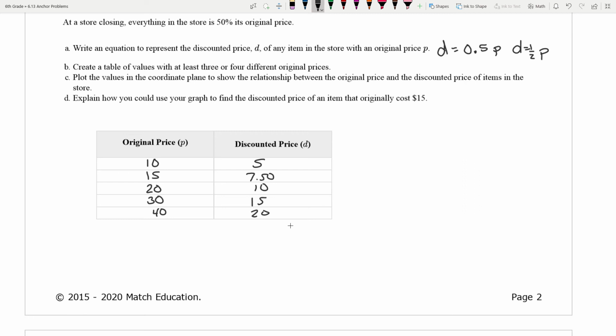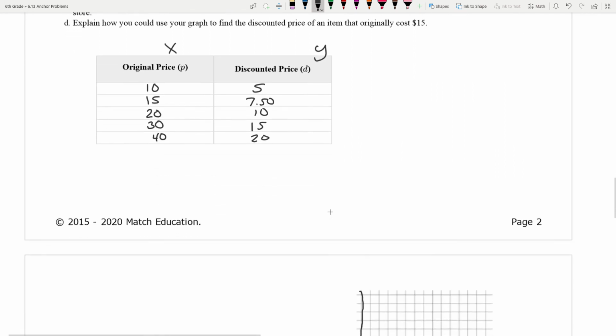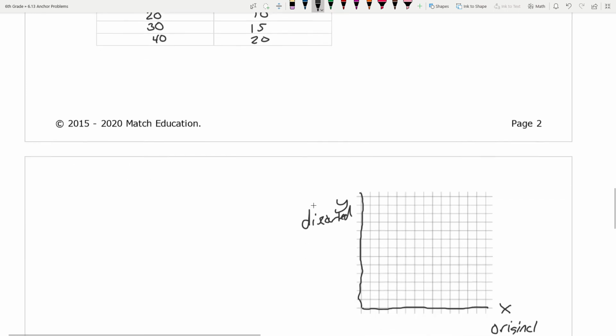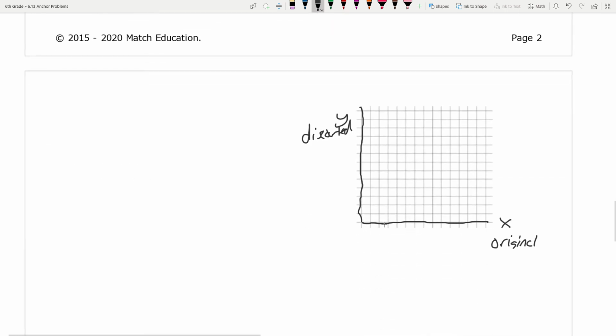What depended on what? Your discounted price depended on your original. So this is your y, this is your x. So your original price is going on the x-axis. As we scroll here, and I hope I don't nauseate anyone too much, this is original. This is discounted. If we just don't do anything too fancy here, we went up to 40. So if we count by fives, this would be 5, 10, 15, 20, 25, 30, 35, 40. If we do the same thing going up here just to keep it consistent, 5, 10, 15, 20, not going to have to go much more than that.